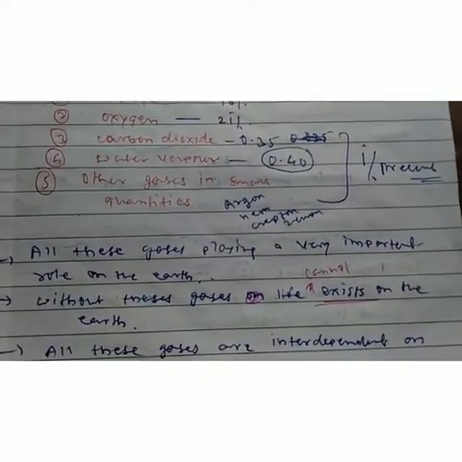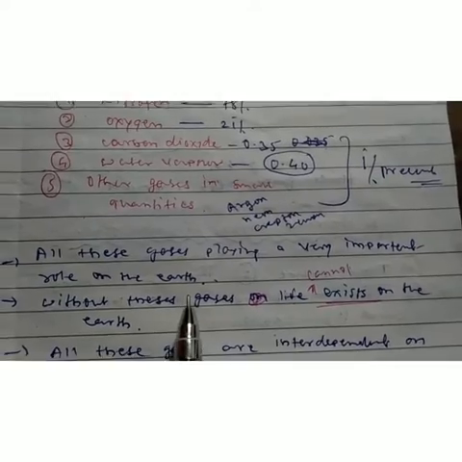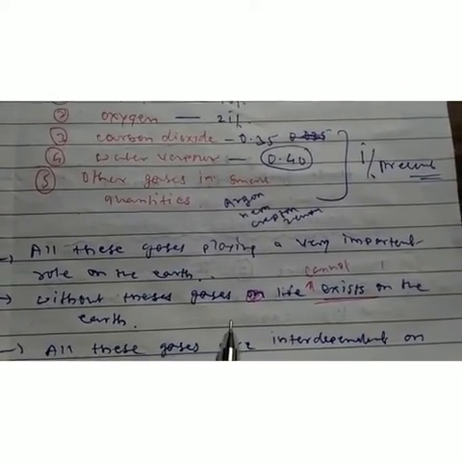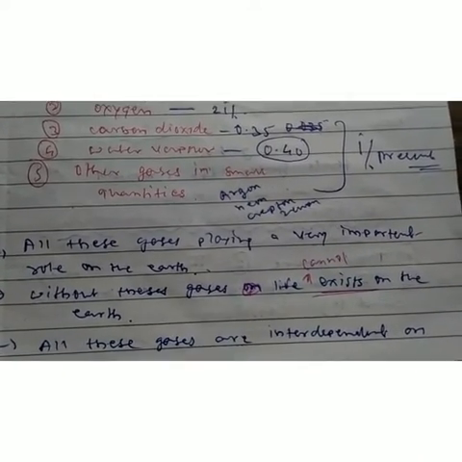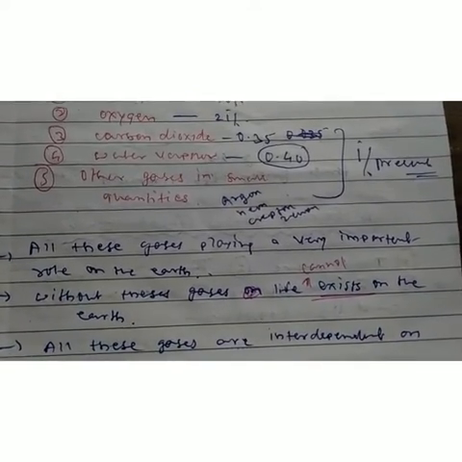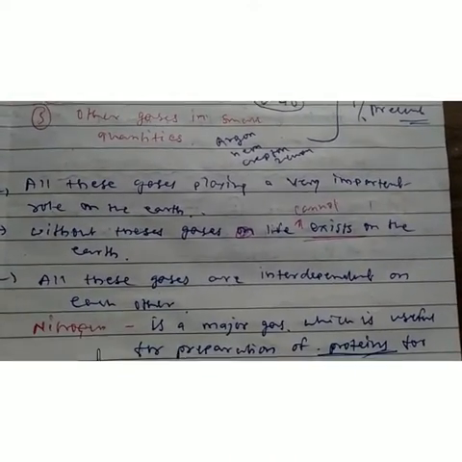Now we come to the point. All these gases play a very important role on the earth. First you have to understand how important the air is. Do you know that without these gases life cannot exist on the earth? All these gases are interdependent on each other. Now let's see what nitrogen is.